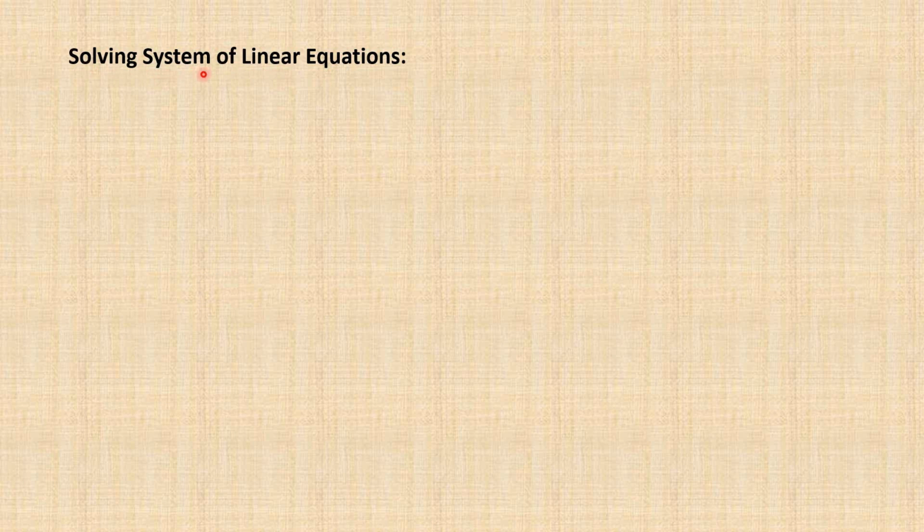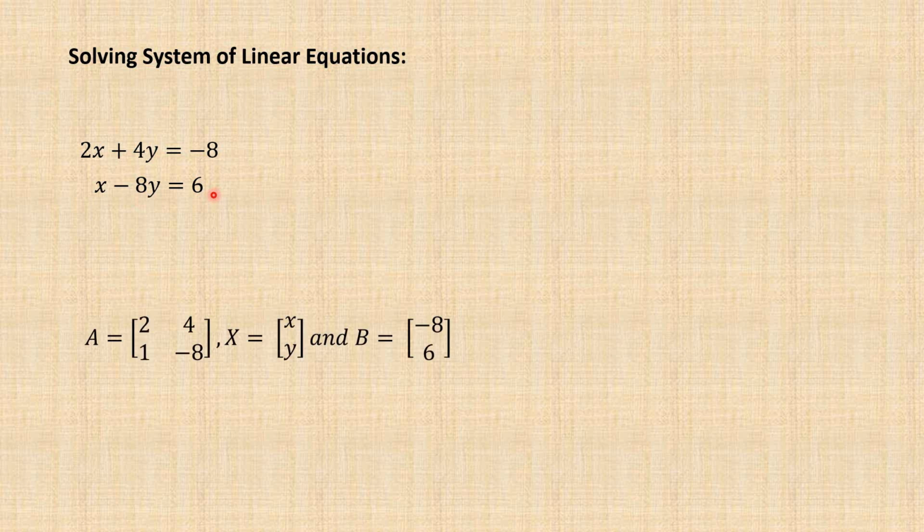The next thing we are considering is solving the system of linear equations by using matrices. A system of linear equations is just a set of two or more linear equations. Here I am considering two linear equations described by a linear system, where x and y are the variables. The first linear equation is having the x coefficient 2 and y coefficient 4, and which is having a constant value minus 8. And the second linear equation is having x coefficient 1 and y coefficient minus 8 and a constant 6.